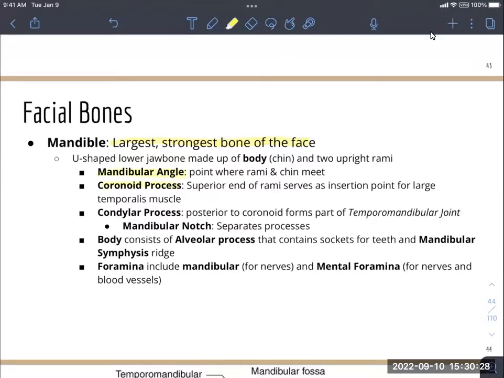which is the top of that ramus. And that's kind of where the temporalis muscle will attach. We have a condylar process. We kind of looked at that with the temporomandibular joint before. We have a mandibular notch that separates the coronoid process and the condylar process. We have a body, which has an alveolar process where our teeth are attached. A mandibular symphysis ridge. We have foramina, which are the mandibular and mental foramina.